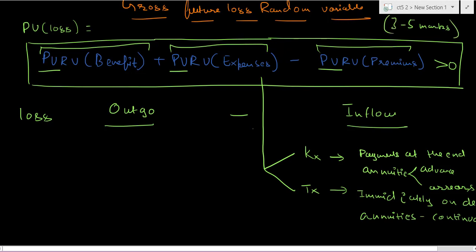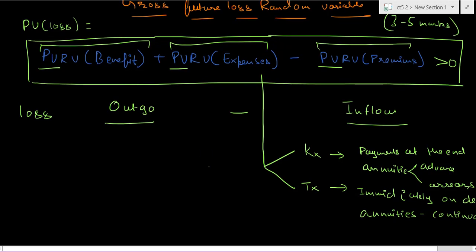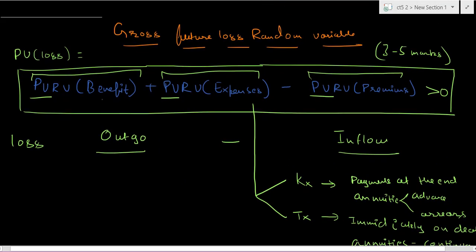So I'm going to detail how you do it. The most simple thing that you have to remember here is that it is the PVRV of benefits plus expenses minus your premium. So your outgoes minus your inflows, and you have to define these PVs in the form of random variables, because your PVs are always random variables, because you do not know the amount of benefits or expenses you will be paying, and the amount of premiums that you will be receiving, right?